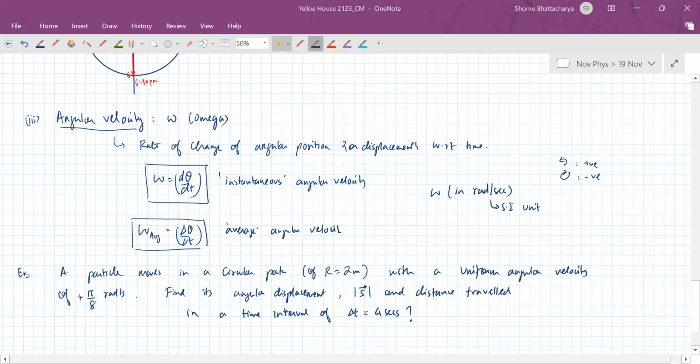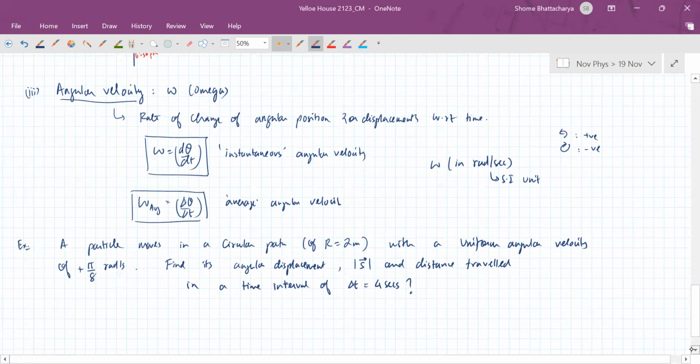Done, sir. Yeah. So tell me, what is the angular displacement? So it's pi by 2 radians. Yes, very good. And therefore, what is the magnitude of the displacement? So I'm getting it as pi.